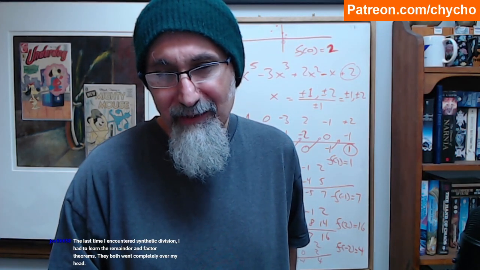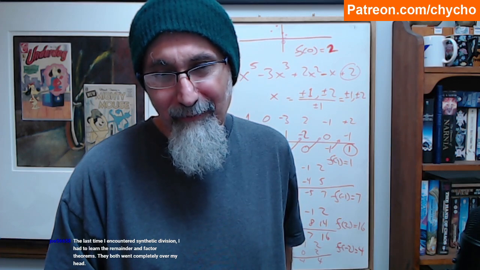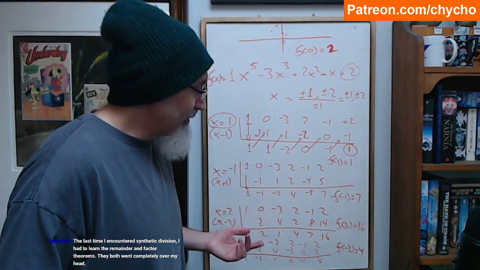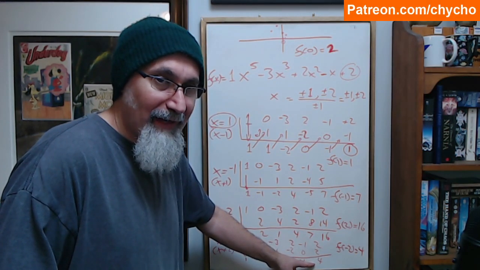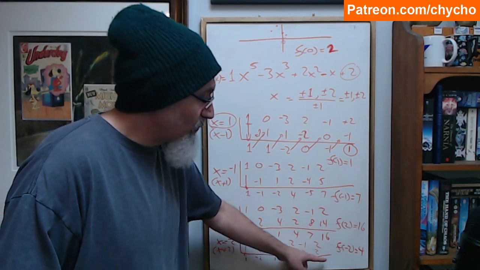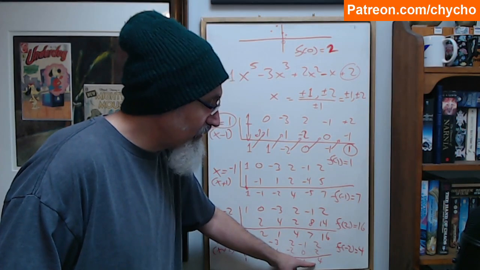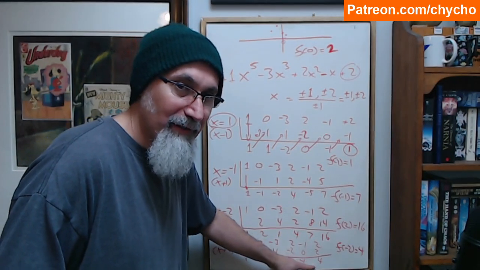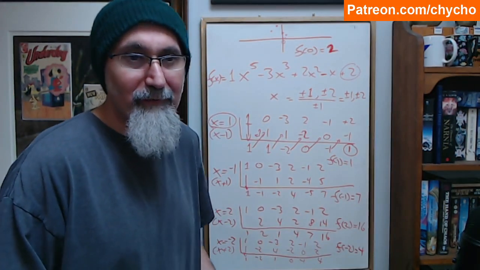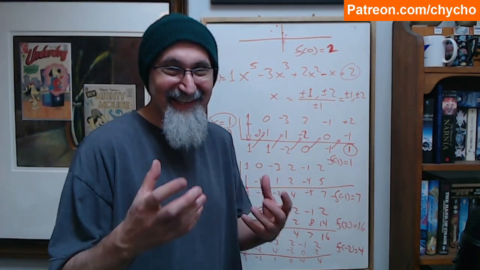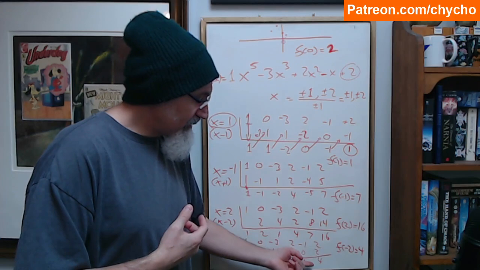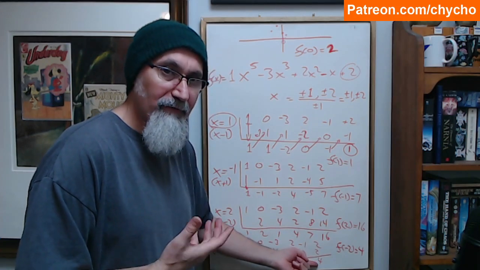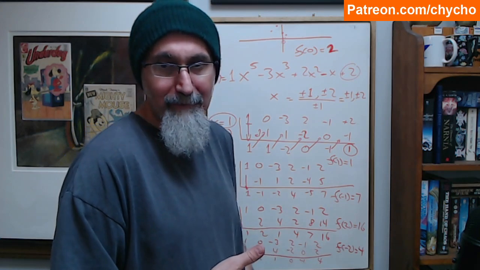The last time I encountered synthetic division, I had to learn the remainder and factor theorem. Yeah, the remainder factor theorem says this: if the number is not zero, then that means it's the remainder, which means it's what y is when x is this. If it's zero, it means it's the factor. It means y is equal to zero when x is this. The remainder theorem and the factor theorem are the same thing. That's the kicker, right? They just came up with two different words for it. But if you understand what it is, it just says that if this is zero, it's a factor. If it's not zero, it's what y is when x is that, right? It's just crazy. They both went completely over my head.